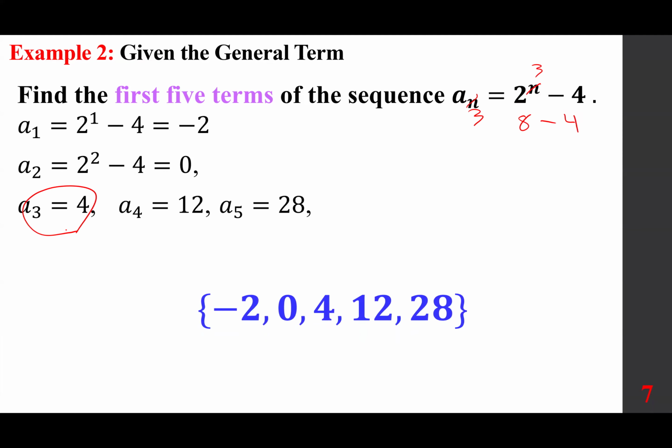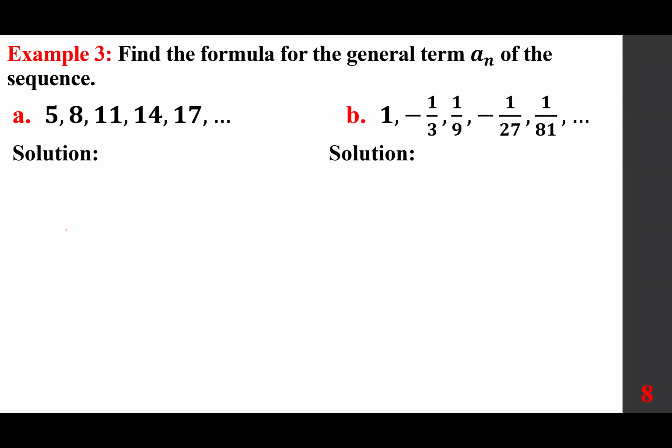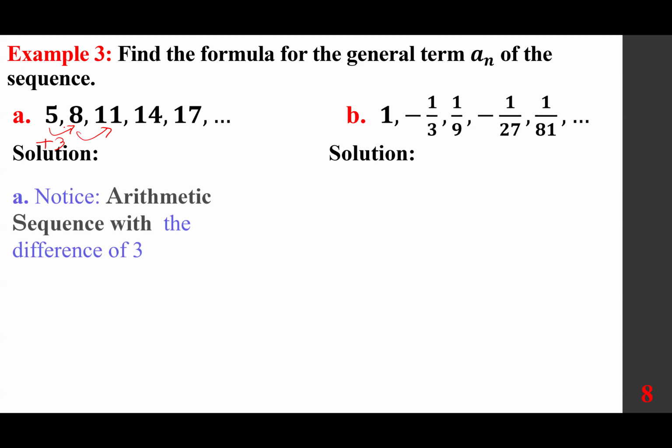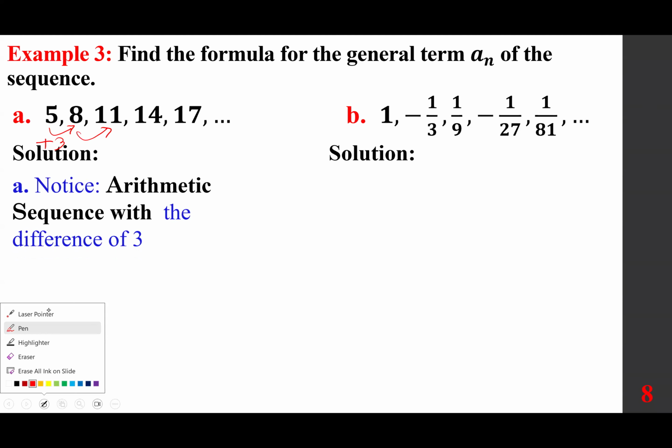Find the formula for the general term a sub n of the sequence. Now it's the reverse process, and it's normally by inspection. So the first one, 5, 8, 11, 14, 17, we notice that something is happening here. And the same thing happens here. And that is adding the number 3. Because it's an arithmetic sequence and d can be positive or negative. So in this case, we are adding a constant 3. Therefore, we notice it's an arithmetic sequence with the difference of 3. The first term is 5. So a sub 1 is 5, d is 3.